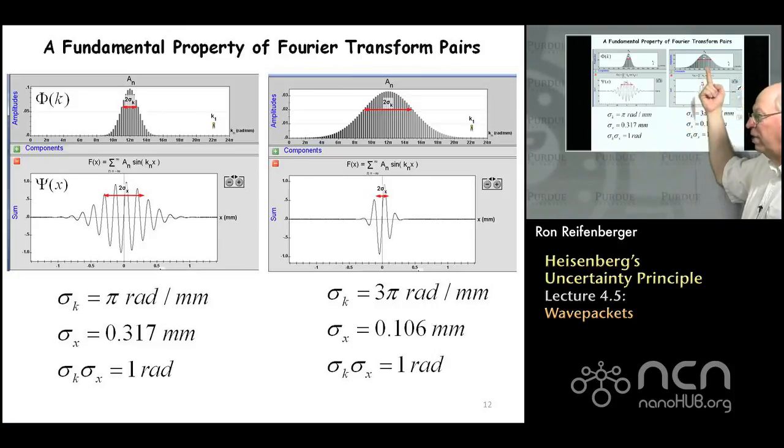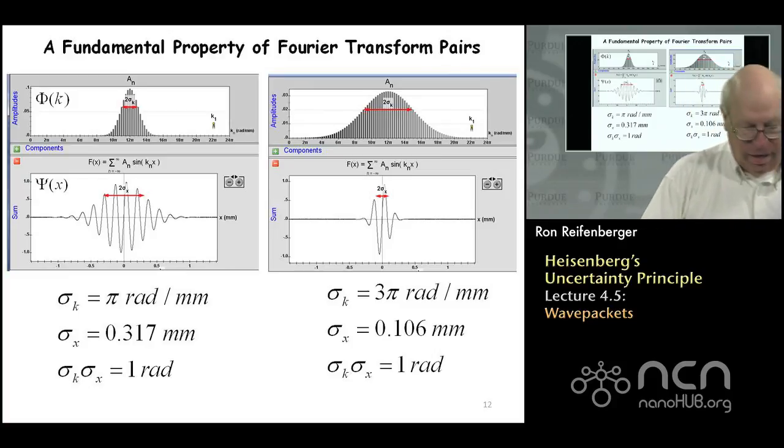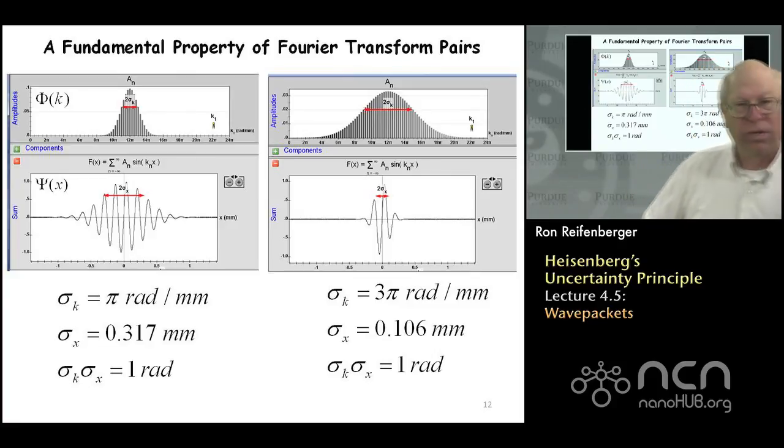If you increase the width of the distribution in K space, you correspondingly make the wave function in real space more localized. The same idea applies: if you measure the width in K space and the width of your wave function in real space, and multiply those two together, you get a constant value, which again just emphasizes that these two are tied together in a very fundamental and close way. So that's the thing that you have to remember from this lecture.